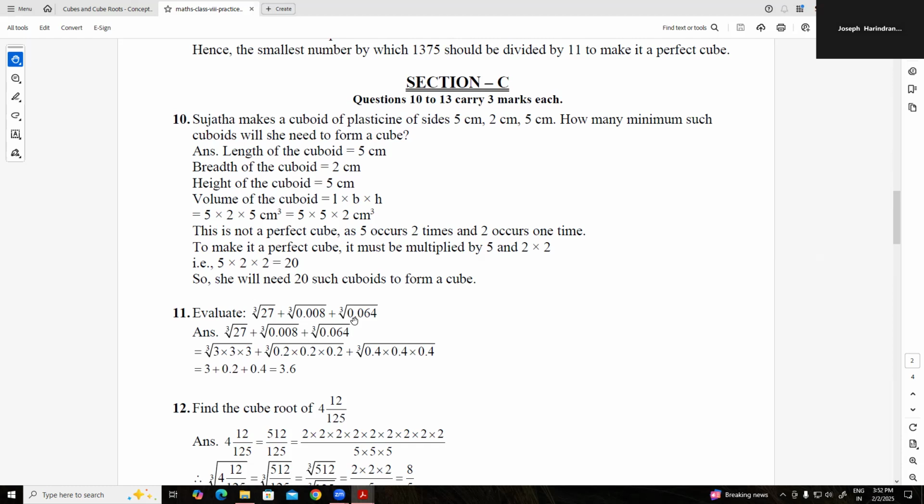Similarly, 0.064. The cube root of 64 is 4, we know that. There are 3 decimal places in 0.064, so there should be only one decimal place in the cube root. Hence, it is 0.4. We add all these 3 numbers: 3 plus 0.2 plus 0.4. The answer is 3.6.